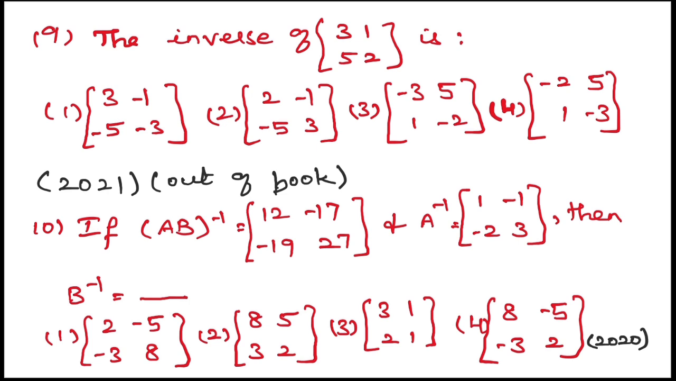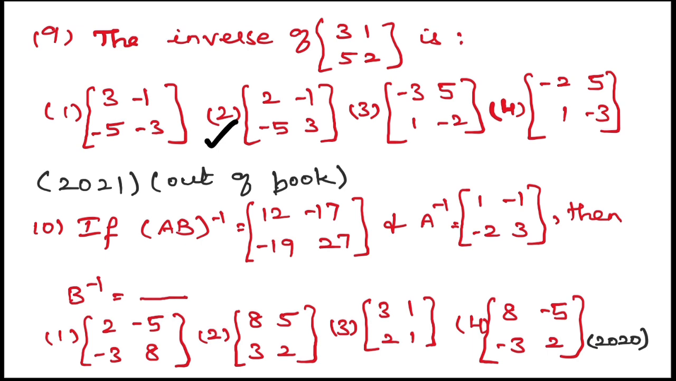Next question. The inverse of 3, 1, 5, 2 is. So the direct question. So find out inverse of 3, 1, 5, 2. You get the answer is 2, minus 1, minus 5, 3. This is out of book question. It was asked in 2021. Next question.